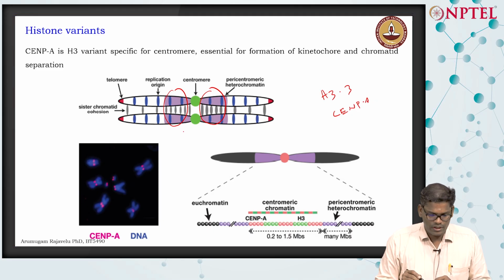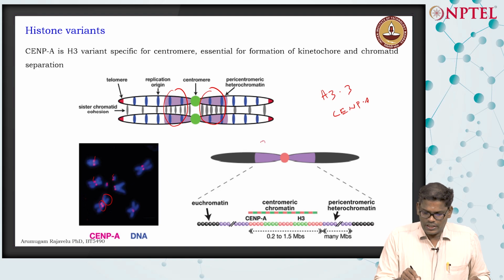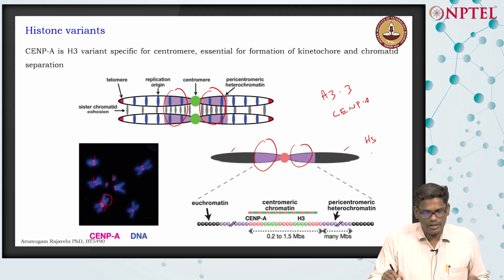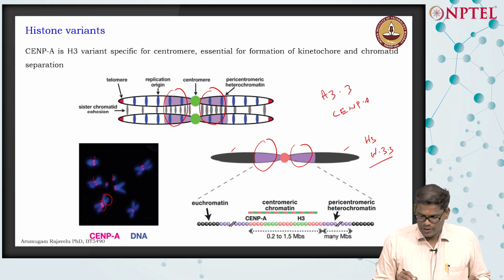where it is present, and you can see here the DNA stain, and then this is the CENP-A staining. You see it is mostly present only in the centromeric regions. You can see this color, right? This is the region where this particular histone variant is highly present, and in all other regions you have the normal H3 or H3.3. So only this region will have this particular histone variant. You see, it is mostly present over nearly 0.1 to 1.5 megabases.